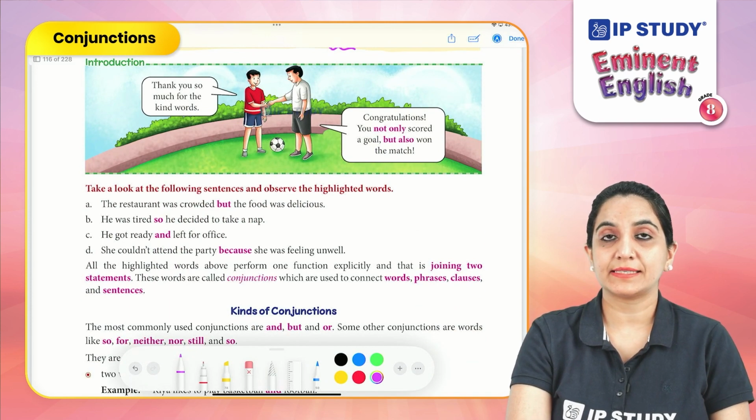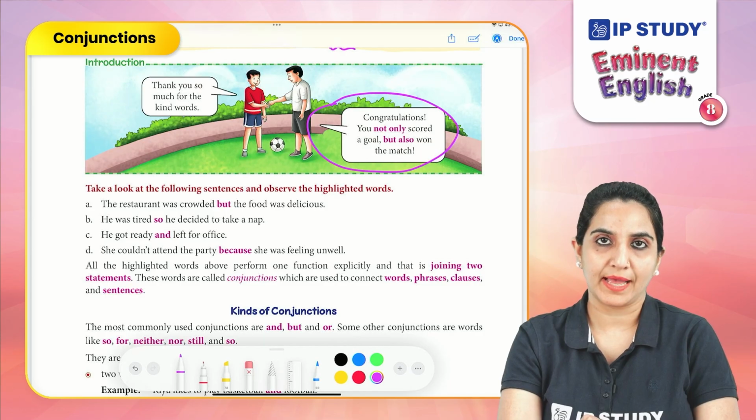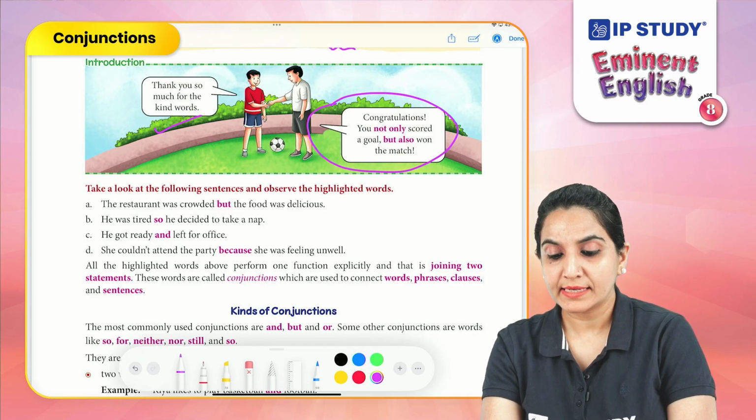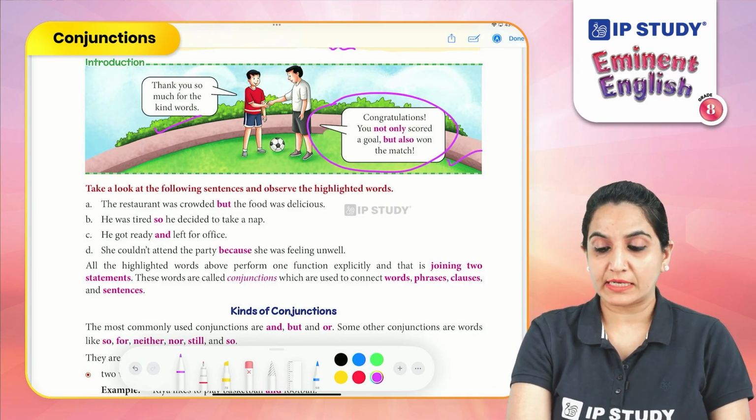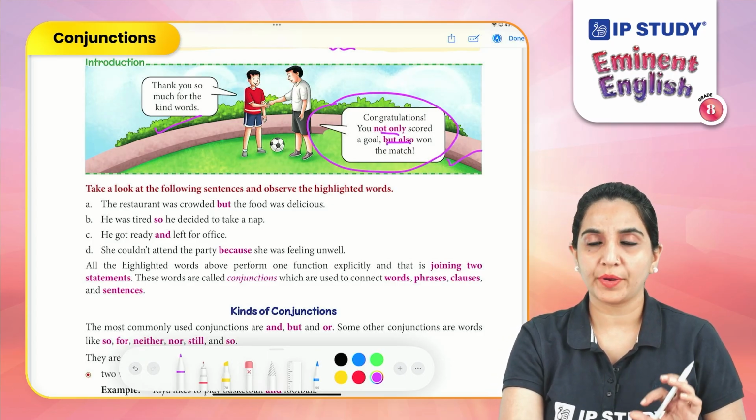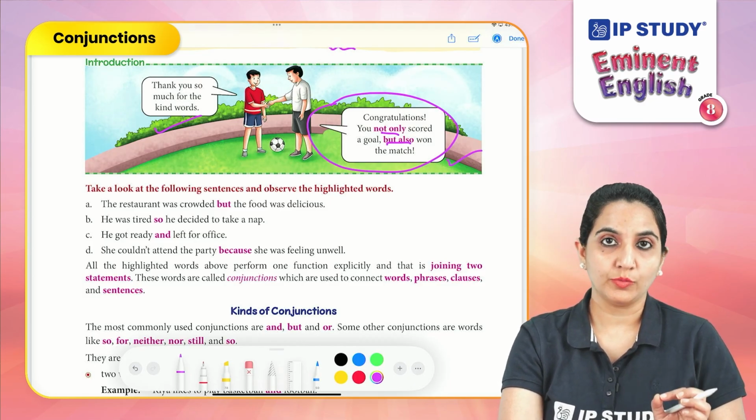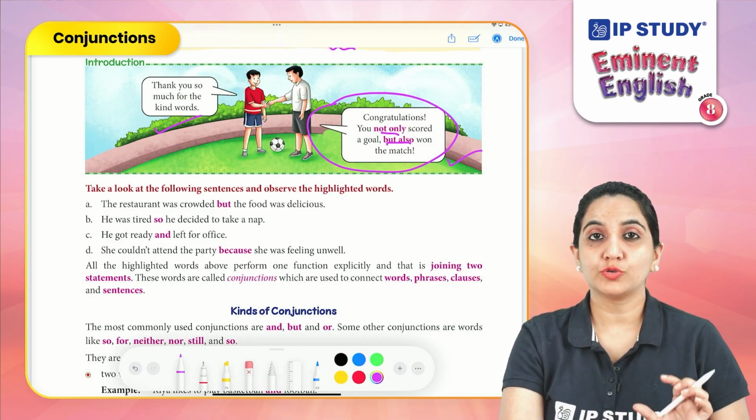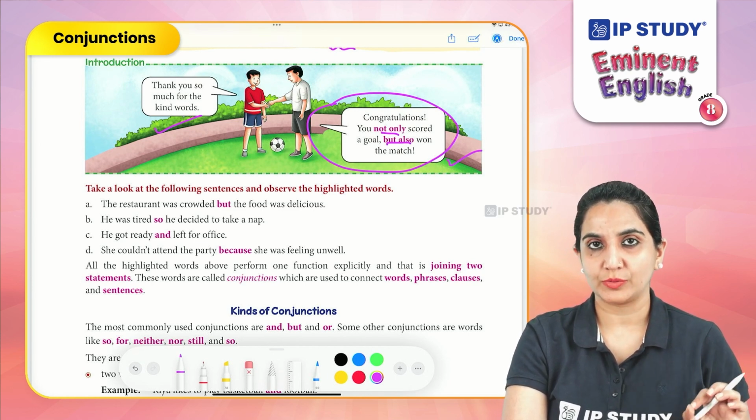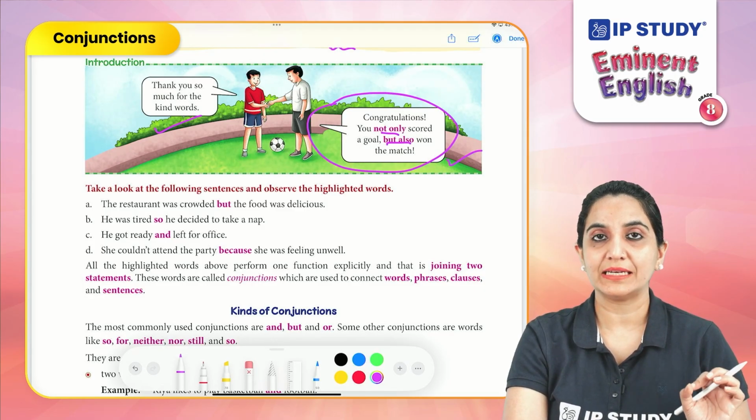Let us understand this example. Congratulations, you not only scored a goal but also won the match. Thank you so much for the kind words. Now, in this sentence, we have used a conjunction: not only but also. This is a conjunction because we have joined two ideas: you scored a goal, you won the match. These are two sentences, so two main ideas. We have joined them by using the conjunction not only but also. This is called a conjunction and this is the role of a conjunction in a sentence.